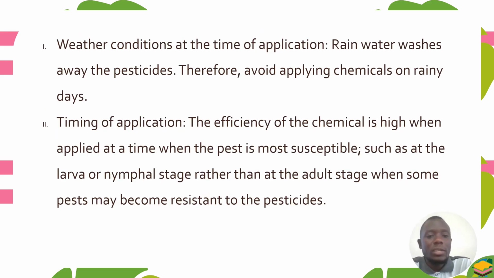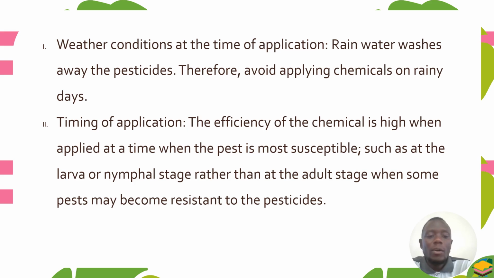Then we've got weather conditions at the time of application, which will also affect the ability of the pesticides to kill the pest. Rainwater washes away the pesticides. Therefore, avoid applying chemicals on rainy days. So when it is raining and you apply the pesticides, rainwater will wash away the pesticides. So we have to avoid applying the pesticides when it is raining.